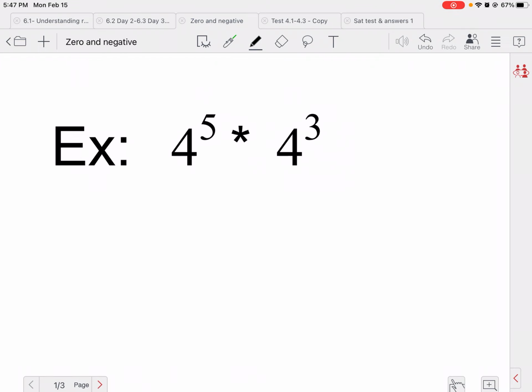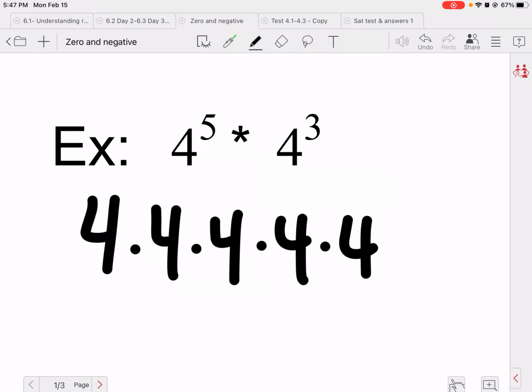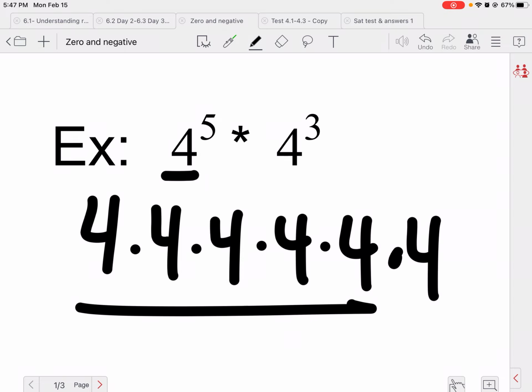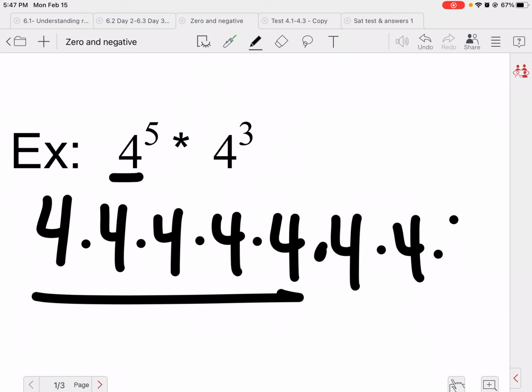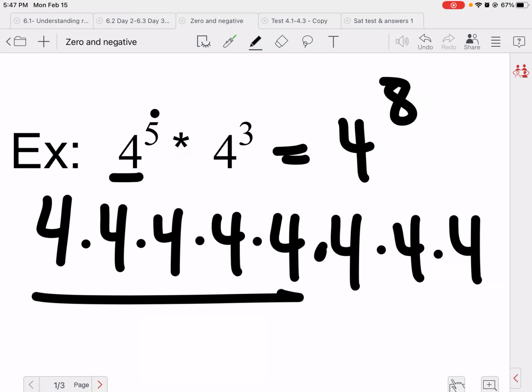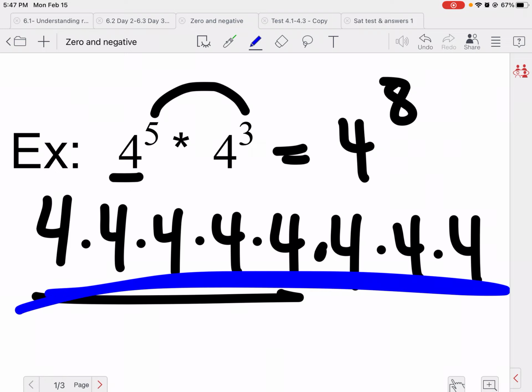So 4 to the 5th we just talked about is 4 times 4 times 4 times 4 times 4, 5 times, right? So that's what this is. Well then 4 to the 3rd is another 3 times. So that is a total of 8 times. Well, conveniently, 5 plus 3 is 8. So we can shorten this because this gets annoying real fast, especially if it was like 4 to the 100th. You don't want to have to write 4 100 times just to figure out what that means, okay?